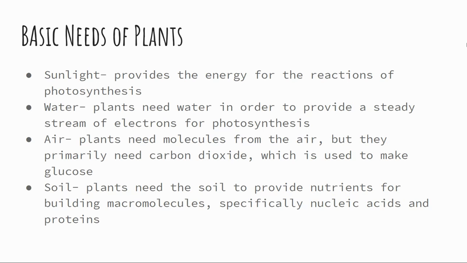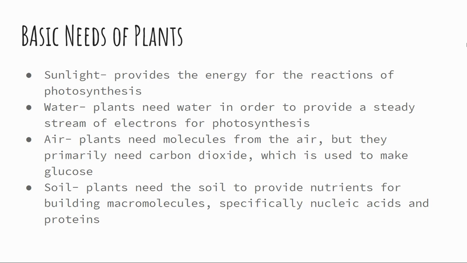So the basic needs of plants, there's 4 basic needs. Sunlight, which is going to provide energy for photosynthesis. We talked about it's going to make those high energy glucose molecules. Water, remember that the splitting of water is what provides the plants, or more specifically the magnesium atoms in chloroplasts, a steady stream of electrons for that whole system to occur.